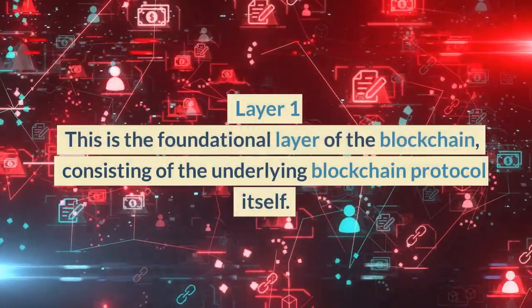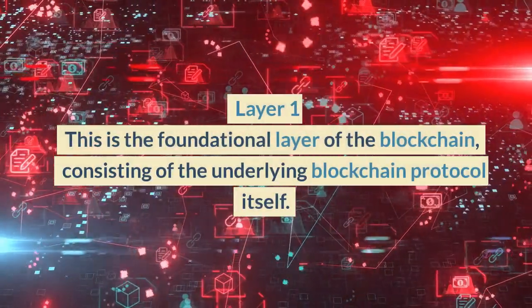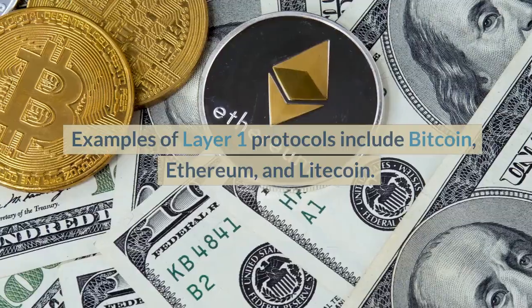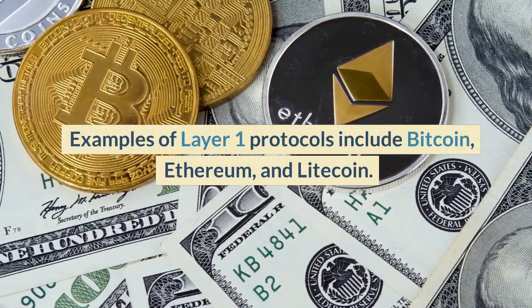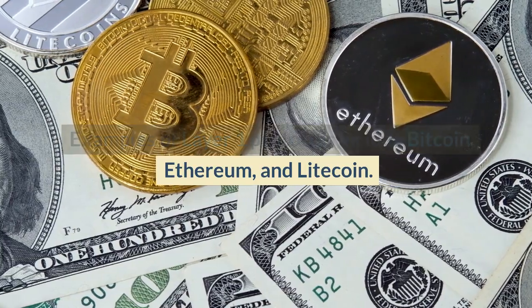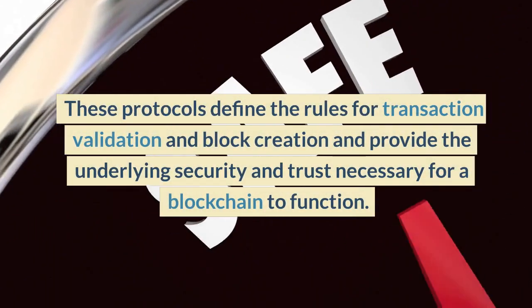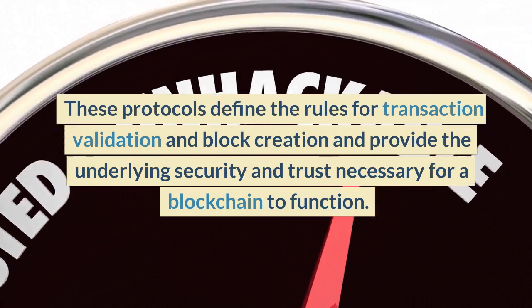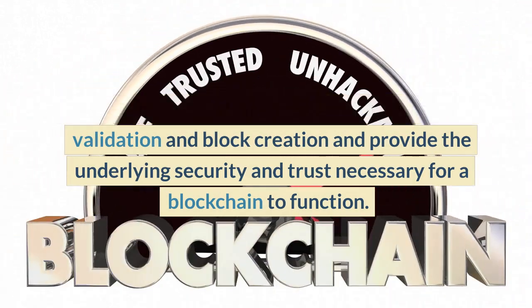Layer 1. This is the foundational layer of the blockchain, consisting of the underlying blockchain protocol itself. Examples of Layer 1 protocols include Bitcoin, Ethereum, and Litecoin. These protocols define the rules for transaction validation and block creation and provide the underlying security and trust necessary for a blockchain to function.